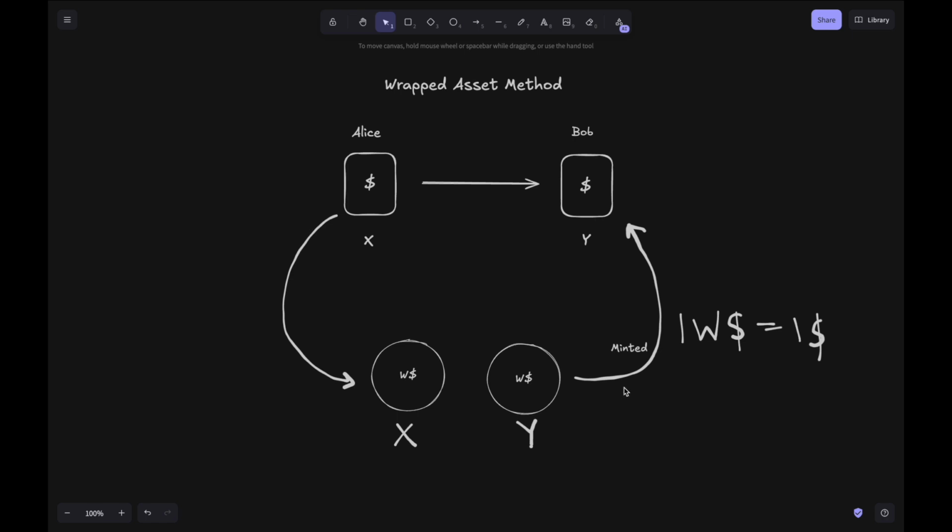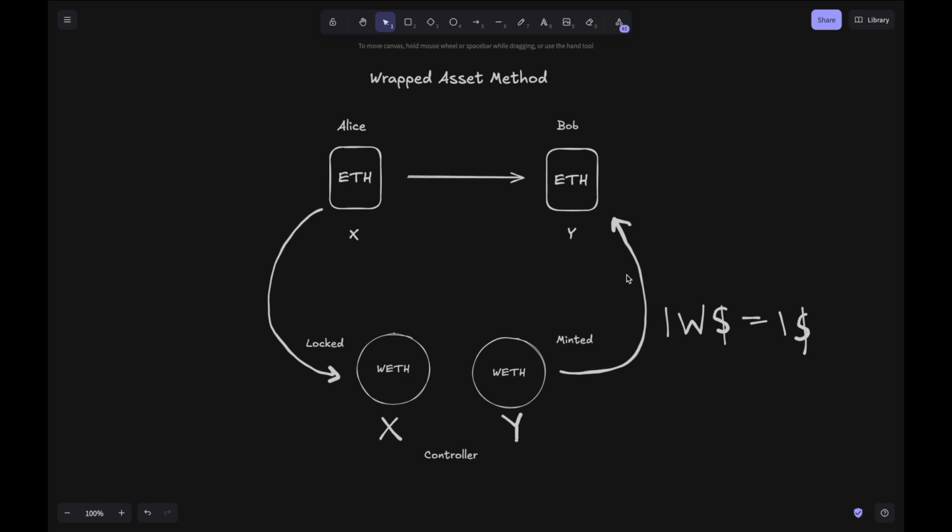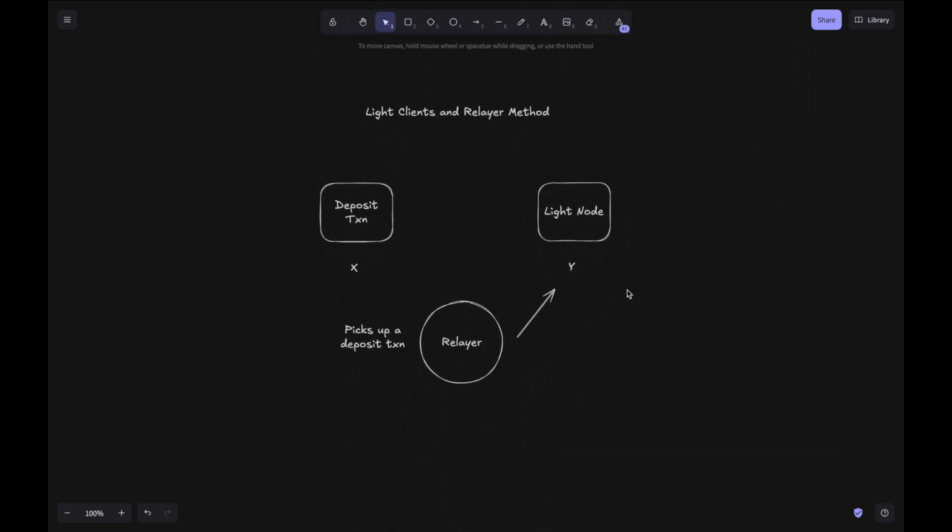on the other side. In the blockchain, it would look like this, where ETH is locked into this contract and the controller actually mints the equal amount of WETH on the destination chain. And then Bob can receive WETH or ETH accordingly, since one wrapped Ether would equal 1 ETH. But the con is that it has a degree of centralization, as the controller can mint, lock or burn the amount of WETH tokens. Last but not the least, we have another method, light clients and relay method.